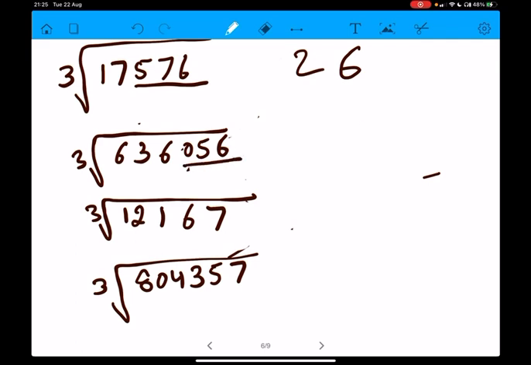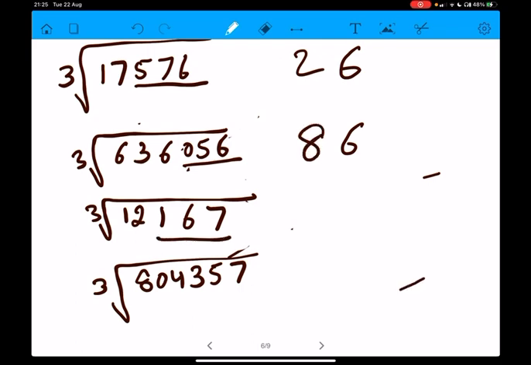Then 636056 ends with 6. 8 cube is 512, 9 cube is 729. So it lies between 8 cube and 9 cube. So it is 86.